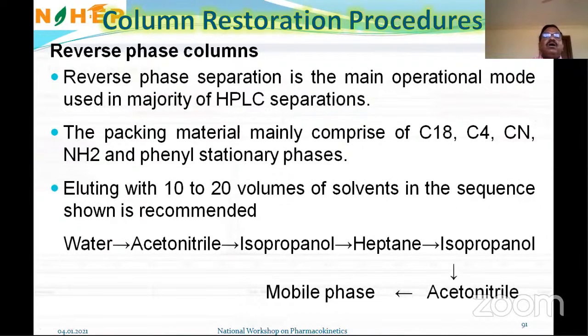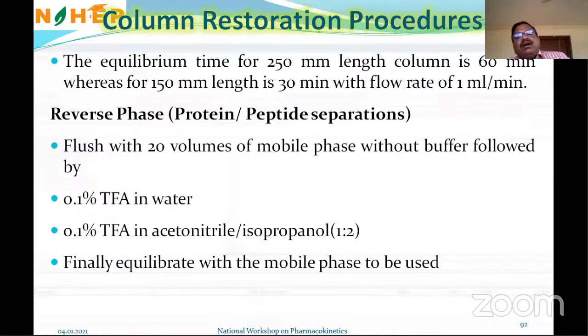Then the column is restored. And after restoration, we have to equilibrate that column with HPLC grade distilled water. The equilibration time for a 250 millimeter length column is 60 minutes, whereas for a 150 millimeter length column it is 30 minutes. Here the flow rate should be 1 ml per minute. So at 1 ml per minute, we have to equilibrate the column for 30 to 60 minutes.